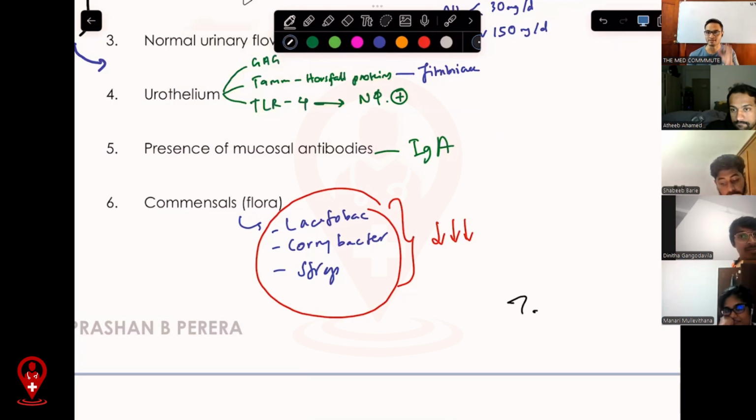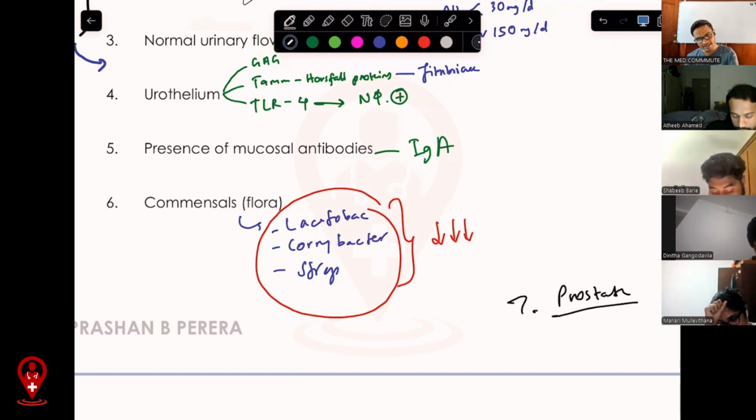Our prostate gland, males, right? Our prostate, guys, actually has a little bit of a protective role. With its seminal vesicles and the seminal fluids, it can secrete certain antimicrobial fluids. So this is one reason, guys, in benign prostatic hyperplasia.